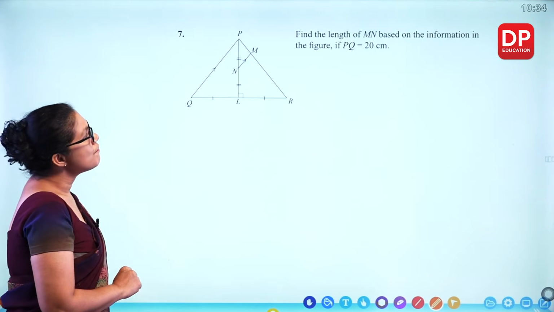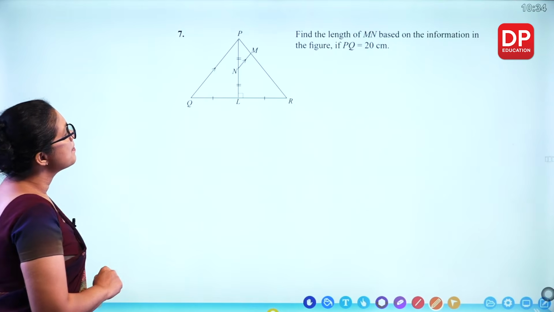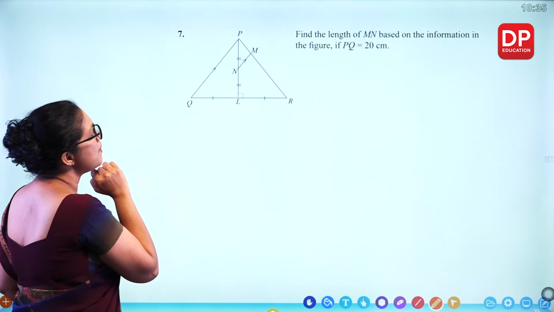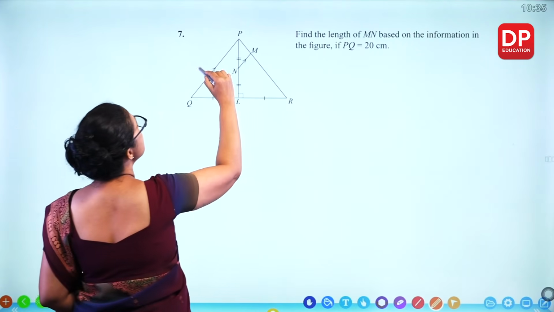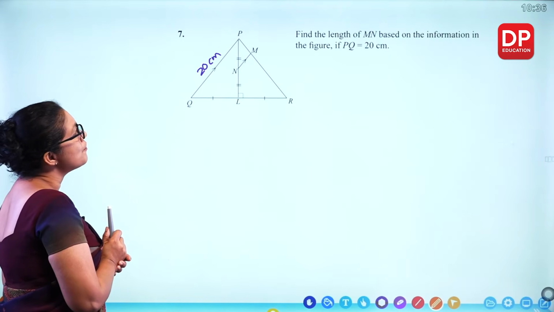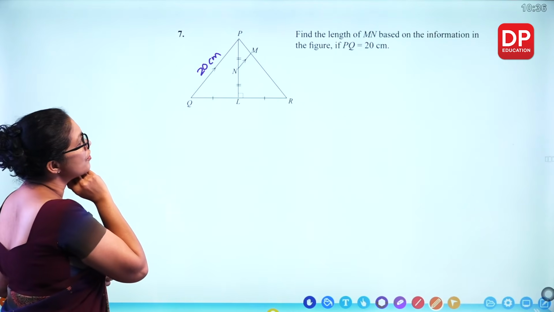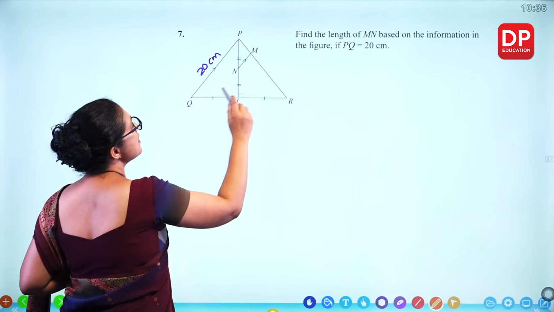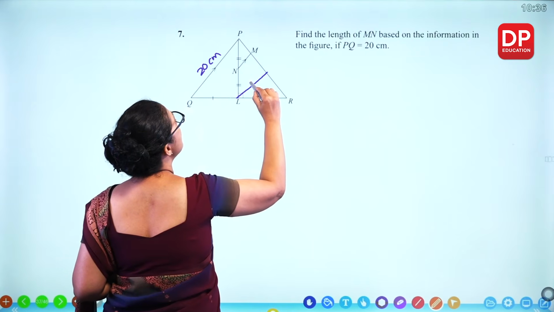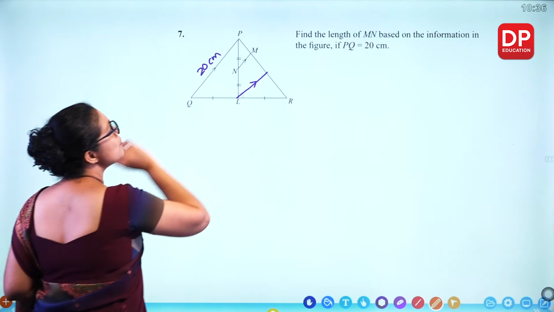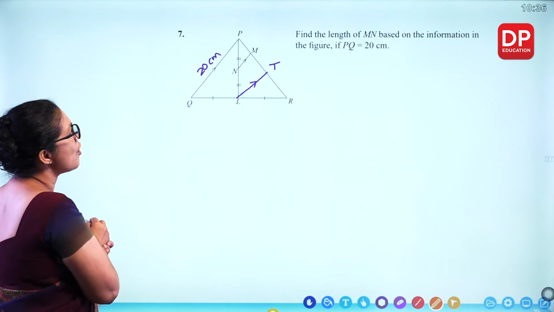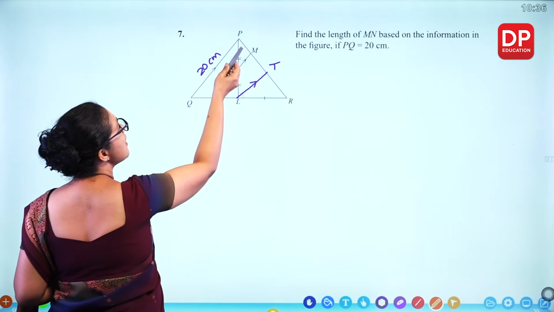Question number 7. Find the length of MN, this length, based on the information in the figure. If PQ is 20 centimeters. Okay, first we need to construct a line so that it's parallel to MN and parallel to PQ. We need to draw that, otherwise we can't do it at once. I'll take this one as T. So we are drawing LT, a line parallel to MN.